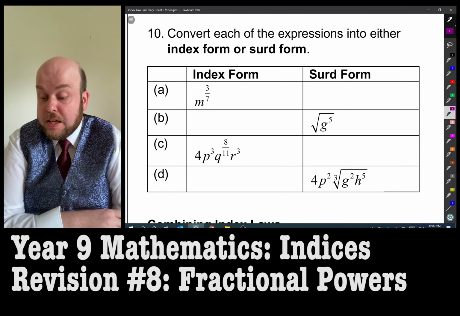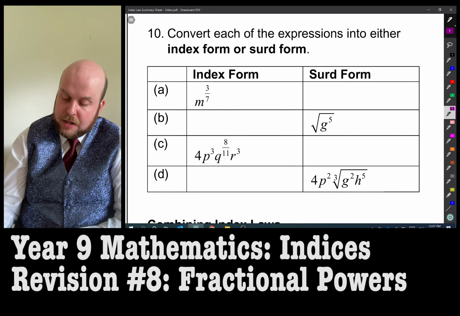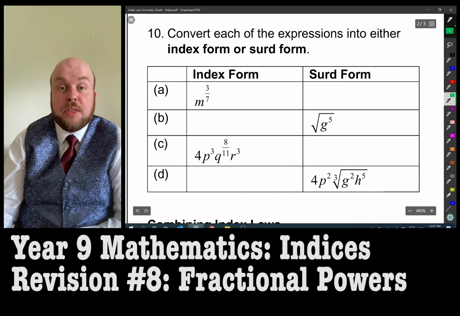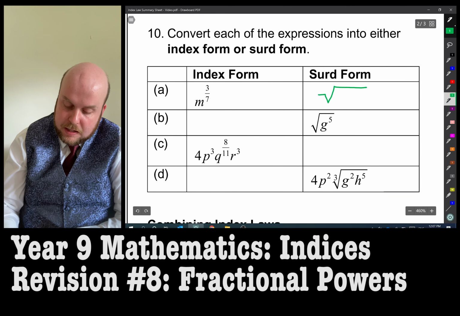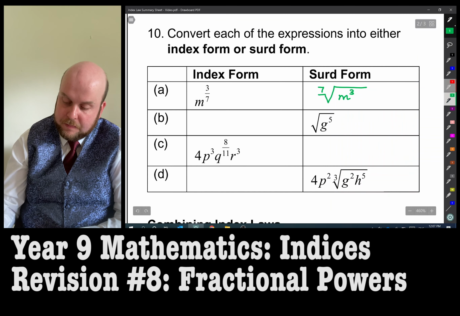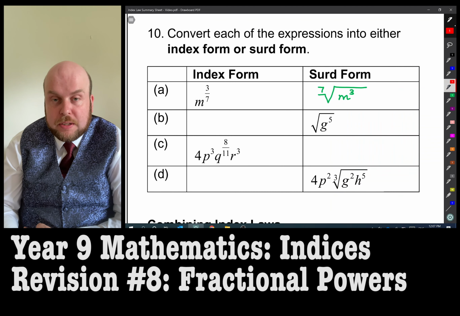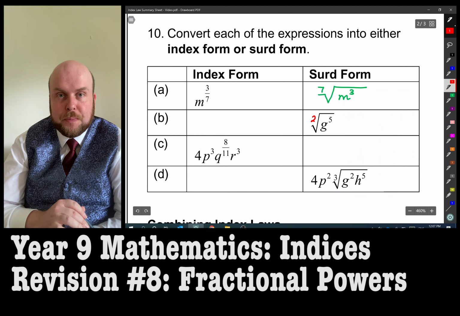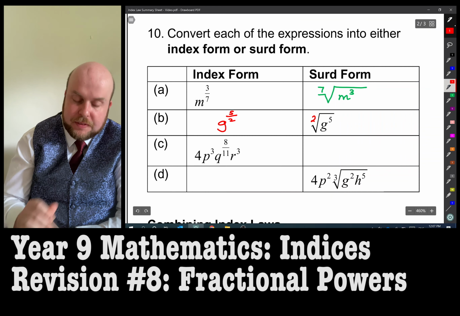So we need to convert each of the expressions into either index or surd form. A, we've got m to the power of 3/7. So this is the same as saying the 7 goes on the outside, and we get m to the power of 3 on the inside. With this next one here, we need to convert this into index form. If there's no number on the little ledge here, we assume there's a 2. So this becomes g to the power of 5/2.